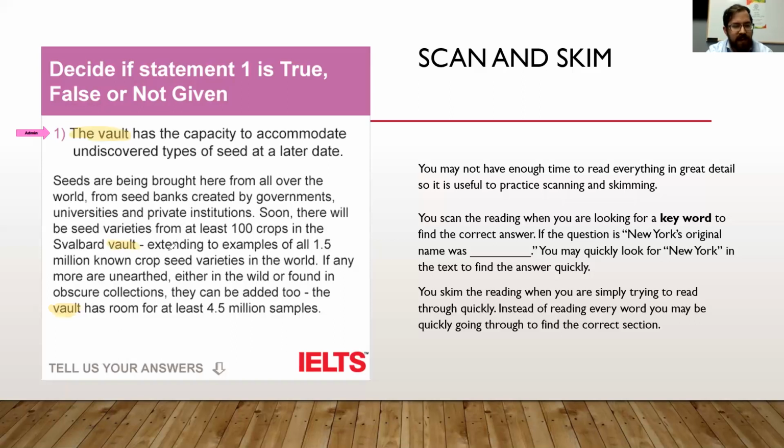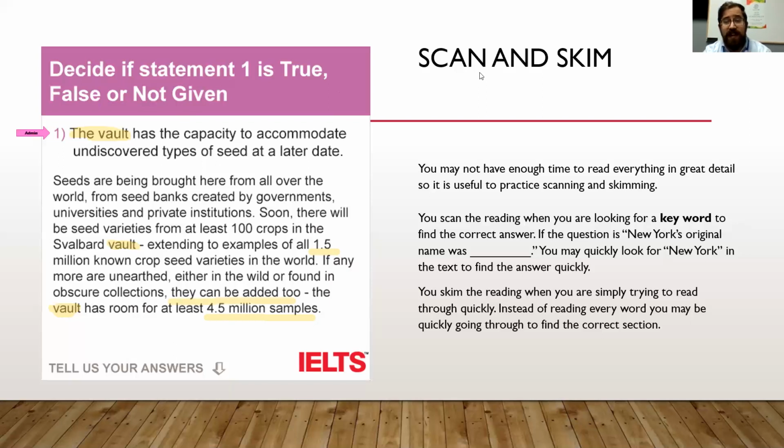So we see here, extending to examples of all 1.5 million known crop seed varieties in the world. If any more seeds are found, either in the wild or found in obscure collections, they can be added too. The vault has room for at least 4.5 million samples. So in this case, is there room to have more seeds added to the vault? Yes, because right now it only has 1.5 million. Yeah, there you go. It only has 1.5 million, and it has room for more. They can be added too. So we know that the answer to this is true. And we were just looking for the word vault to then read a little bit closer after that. And this way we can save time.